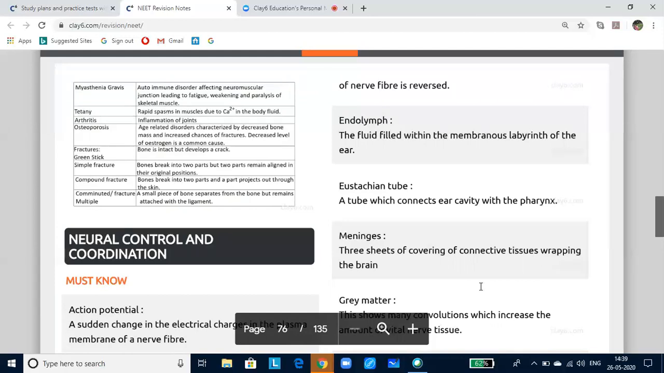Osteoporosis is an age-old disorder characterized by decreased bone mass and increased chances of fractures. Decreased levels of estrogen is a common cause, and especially when women are undergoing menopause, then osteoporosis sets in, and that is why they have to take up a lot of calcium supplements. Now, gout occurs due to inflammation of joints due to accumulation of uric acid crystals.